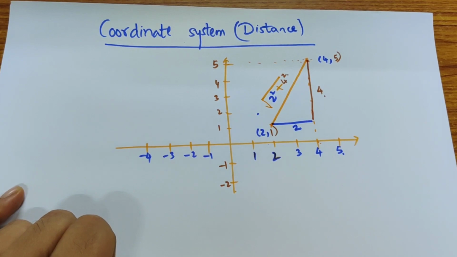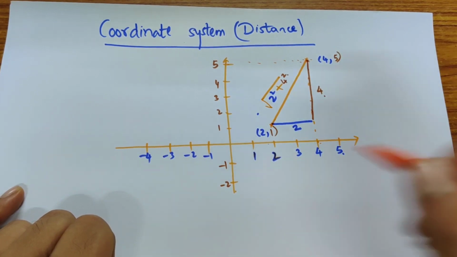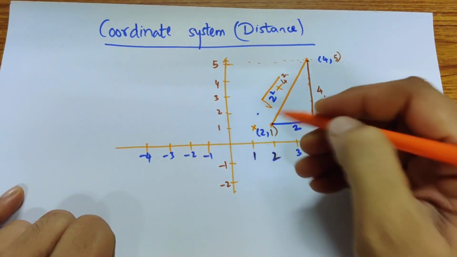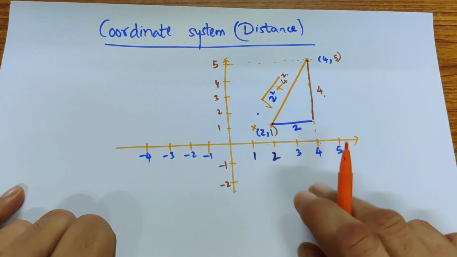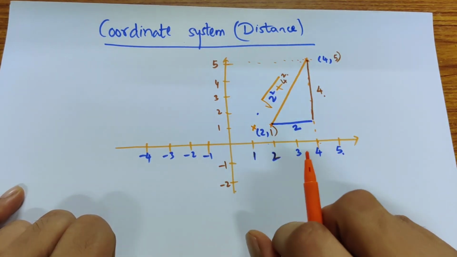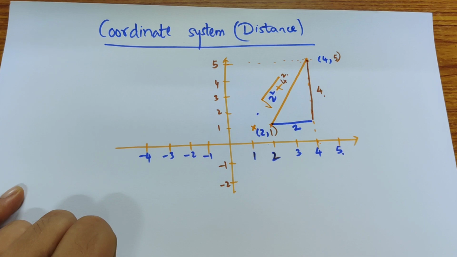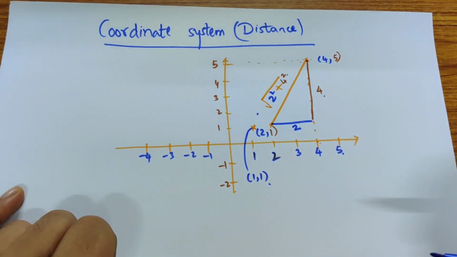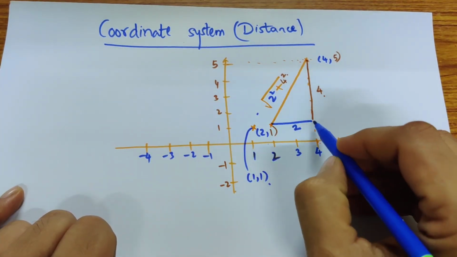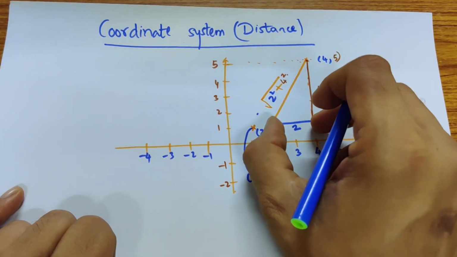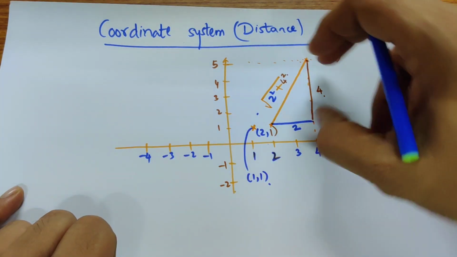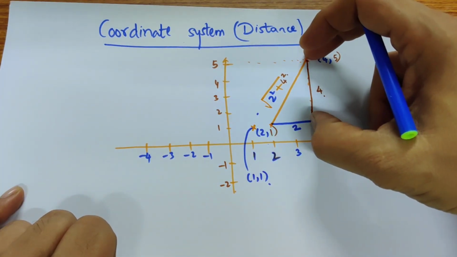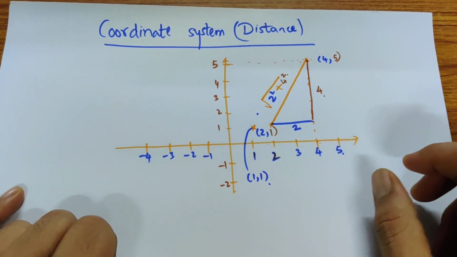So instead of these 2 points, I would have actually taken this point. So I have 3 horizontal and 4 vertical, and then the diagonal would have been 5. So that's a correction. The better point here would have been 1 comma 1. The important thing is that it's the x distance and y distance. You have to take those two and then you have to do the Pythagoras theorem.